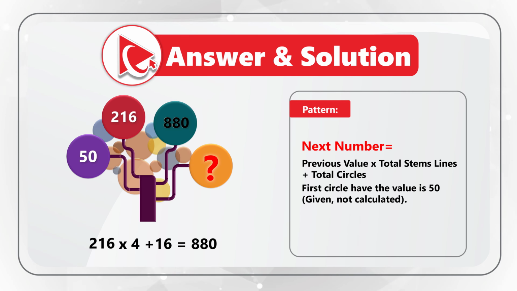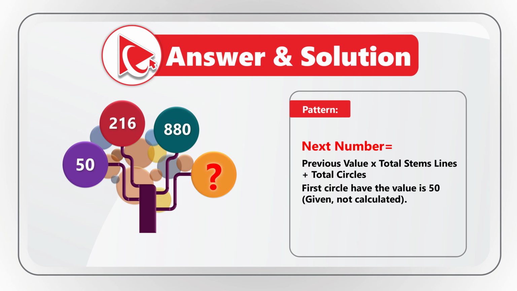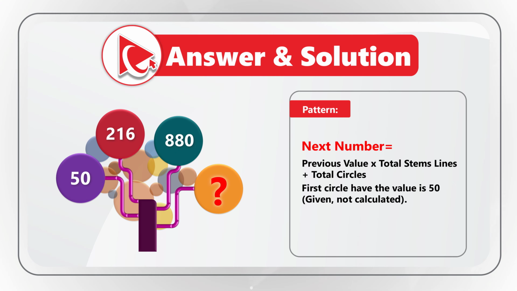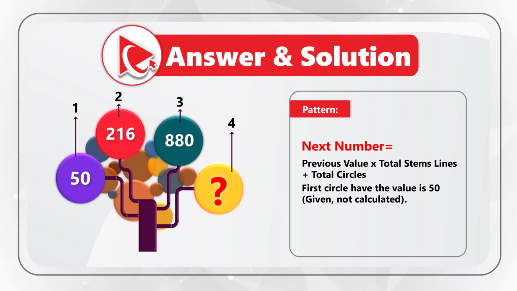Now you might be wondering what is 4 and where it came from and what is 16. The 4 is number of stem lines in this structure. Let's count them. 1, 2, 3, and 4. And 16 is the total number of circles. If you count them, you see 4 circles on the forefront, the ones that have number and missing number. And then there are also 12 circles in the background.